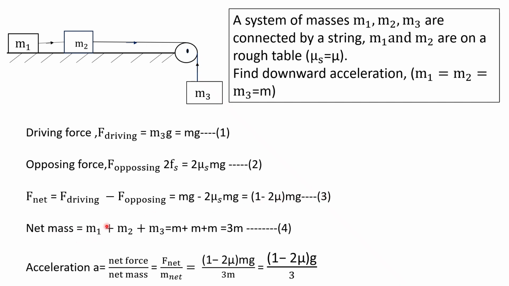Now net mass is equal to m1 plus m2 plus m3. Three are having the same mass. So substitute m for the 3 masses. We get 3m. Acceleration a is equal to net force by net mass. Net force is 1 minus 2 mu into mg, and net mass is 3m. On calculating, we can cancel mass from the numerator and denominator. We get an answer as 1 minus 2 mu into g by 3.